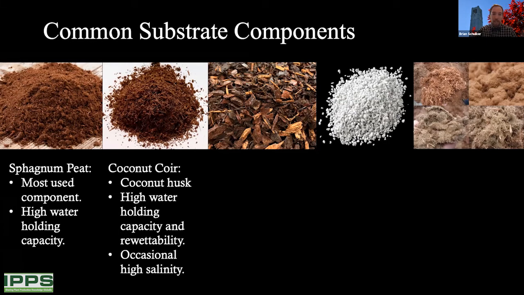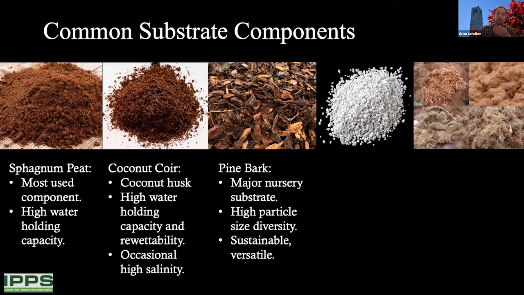Now, coconut coir is manufactured from the coconut husk. It's known for its high water holding capacity and re-wettability, and also for its occasional high salinity, as coconut trees are usually in the tropics, and there's salt water down there as well. Pine bark is a major nursery substrate. It's known for its high particle size diversity. It's sustainable, and as you saw in the last presentation, it's versatile, where there are different manufacturing processes for different particle sizes, and it's used often.